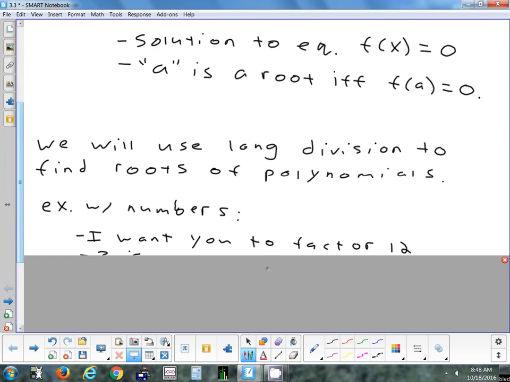First, what does it mean to factor? If I asked you to factor the number 12, what does that mean to do with it? Yep, find the numbers multiplying to it. Yeah, find two numbers that multiply together to give you 12.